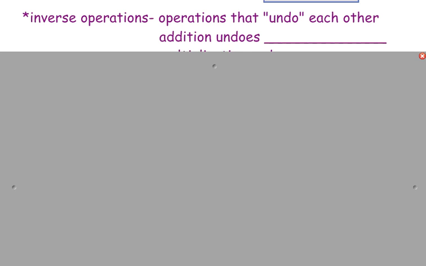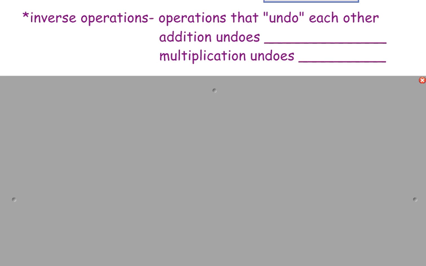You've seen it on two different videos before, but keeping in mind that inverse operations are operations that undo each other. And on your note page, you're going to want to fill in that addition undoes subtraction and multiplication undoes division.